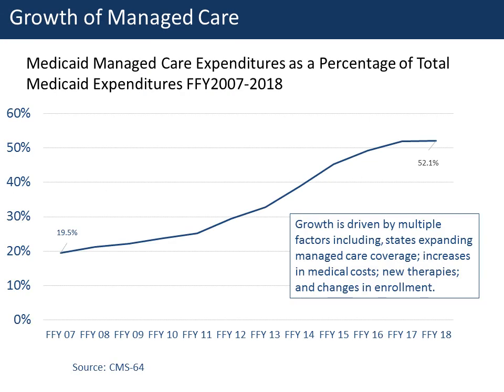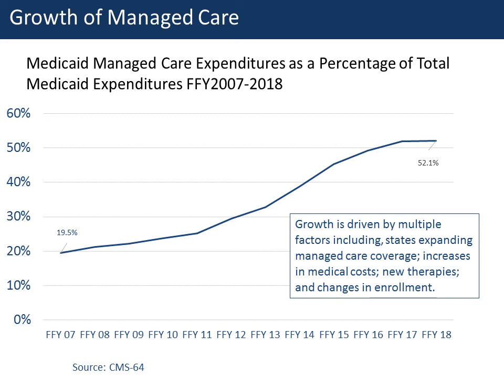As you heard about managed care's prevalence growing in Scott's presentation, this slide represents how managed care has grown from an expenditure perspective. As you can see here, in federal fiscal year 2007, Medicaid managed care represented 19.5% of overall Medicaid expenditures. That has grown quite significantly to the latest year data is available, federal fiscal year 2018, at a rate of 52.1%.